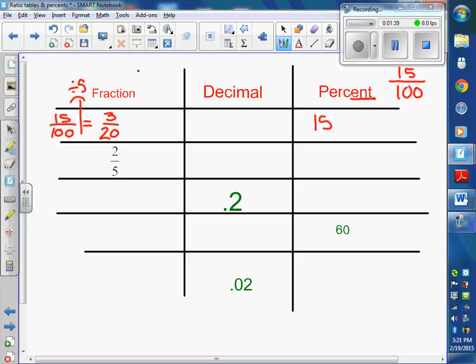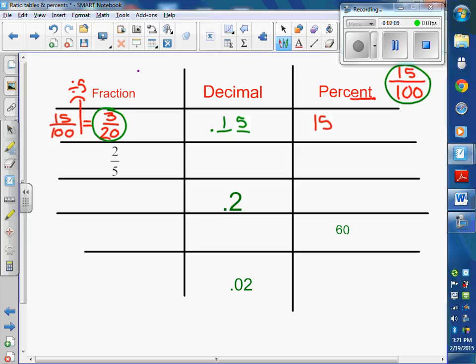You guys ready to listen? So the final, most reduced answer is what you want to put in the fraction column. But if you have the number in fraction form, the language we use to say that is 15 100ths. So the decimal is 15 100ths. Does that make sense?